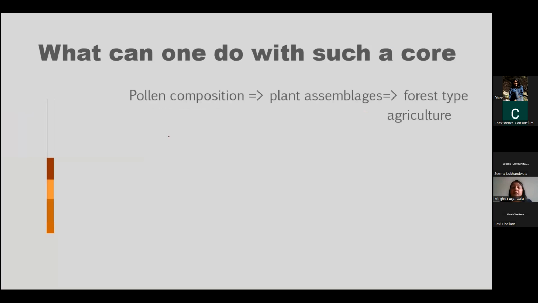So one thing you can get from this is the pollen composition at that time in the core. And this pollen composition will give us the plant assemblages. Now, depending on the species, we may be able to reconstruct the forest composition, the forest type, the agriculture, etc. You can also quantify micro charcoal, which gives you an idea of fire frequency.